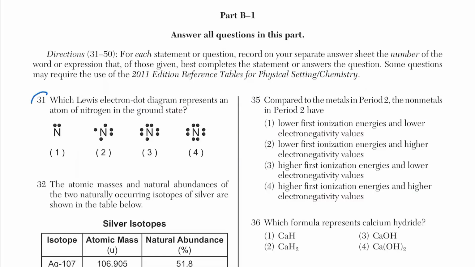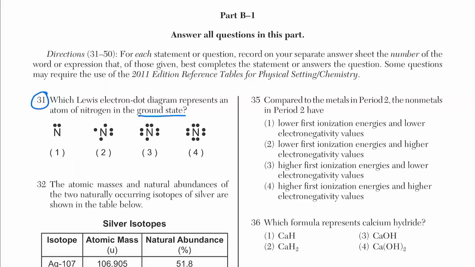Number 31. First question of the B1 section. These are the 20 multiple choice questions that are supposedly two-step or a little more difficult than the 1 through 30 that we did. But 31, which Lewis dot diagram represents an atom of nitrogen in the ground state? Ground state means that electrons are filling from the lower energy position first before they fill higher energies.